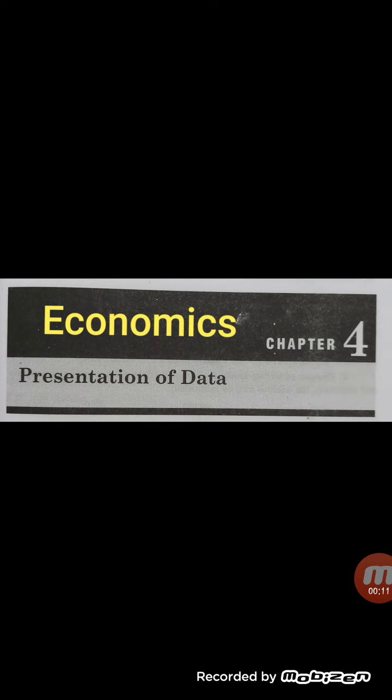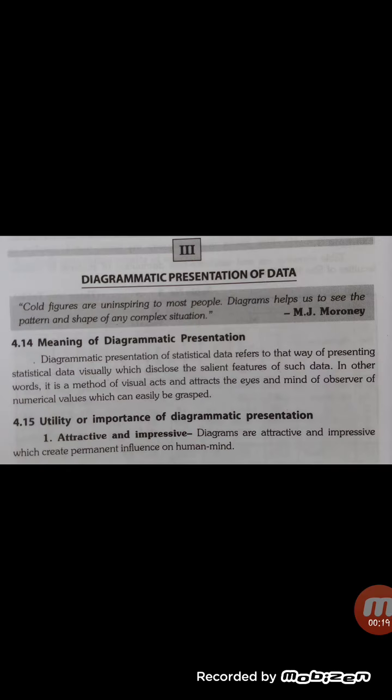We'll continue this chapter. Our today's topic is Diagrammatic Presentation of Data. Diagrammatic presentation of statistical data refers to that way of presenting statistical data visually which discloses the salient features of such data. In other words, it is a method of visual acts and attracts the eyes and mind of the observer of numerical values, which can easily be grasped.